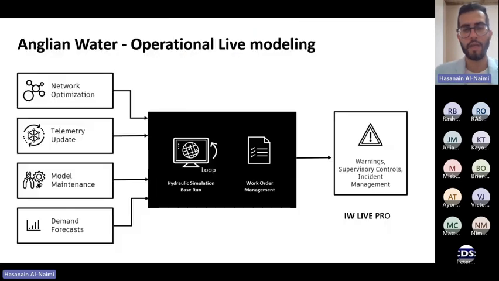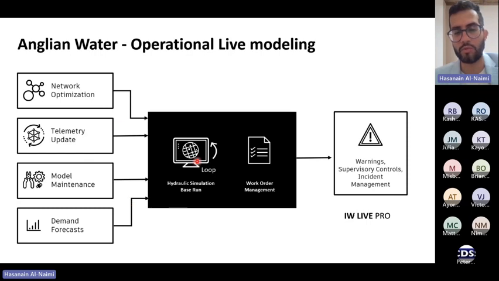And that's very similar to what I showed earlier with InfoWorks WS Pro and IW Live. Basically, once you have these two systems, you build your offline model, then you have your hydraulic simulation. You have the base InfoWorks WS Pro. Now IW Live will connect with the network and will start to try to optimize the network. It will give you some warnings, connect with the telemetry updates, and you'll see the forecast as well.